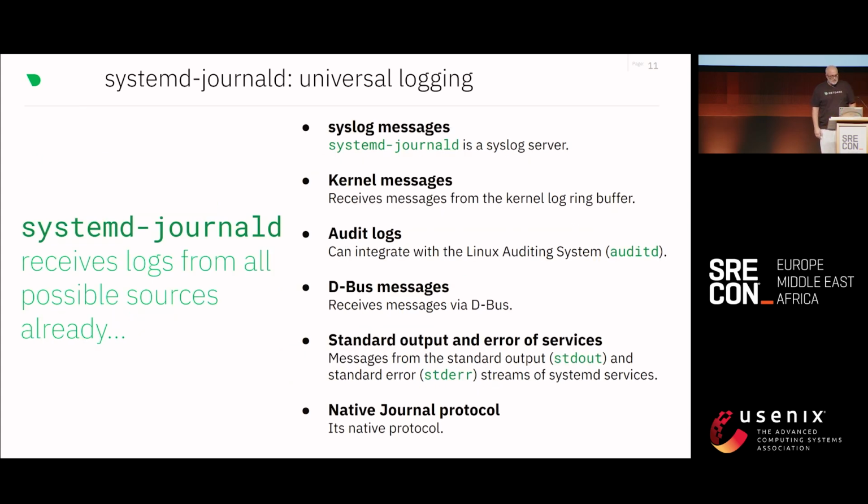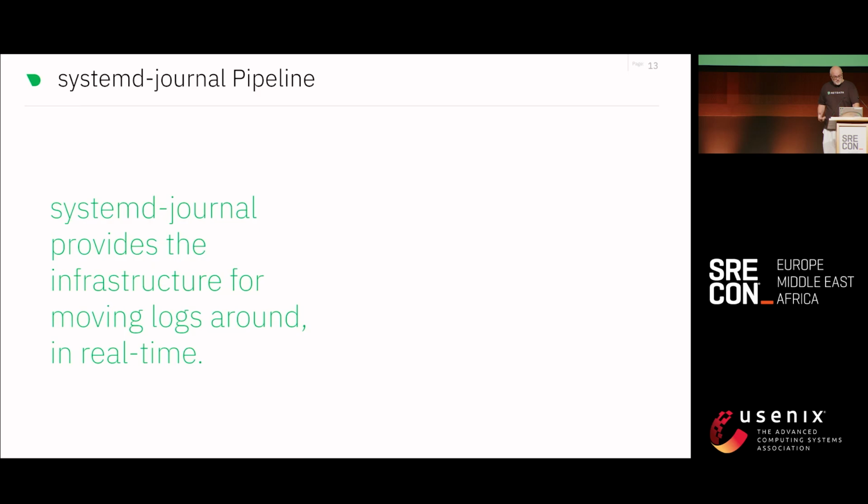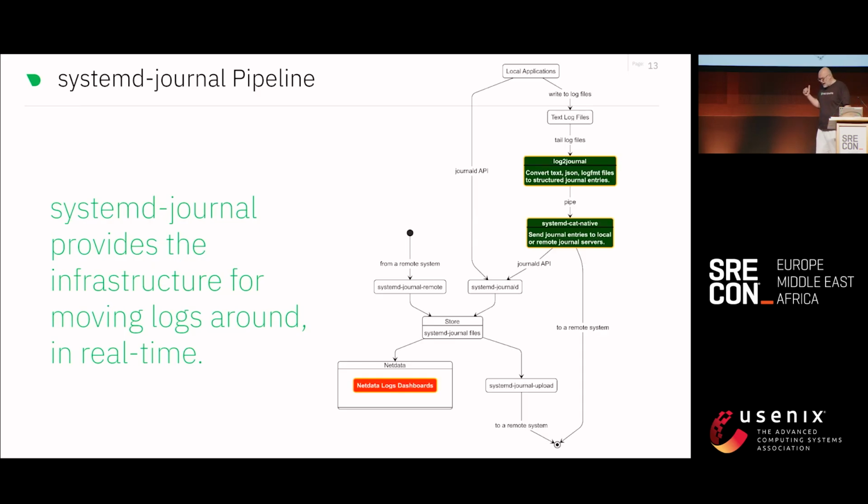So, systemd journal already receives data like this. Notice that here, where is JSON? No JSON. Log format. No log format. So, how did we improve it? This is the pipeline. The colored stuff is Netdata additions. So the other flows work by systemd with systemd journal tools only.